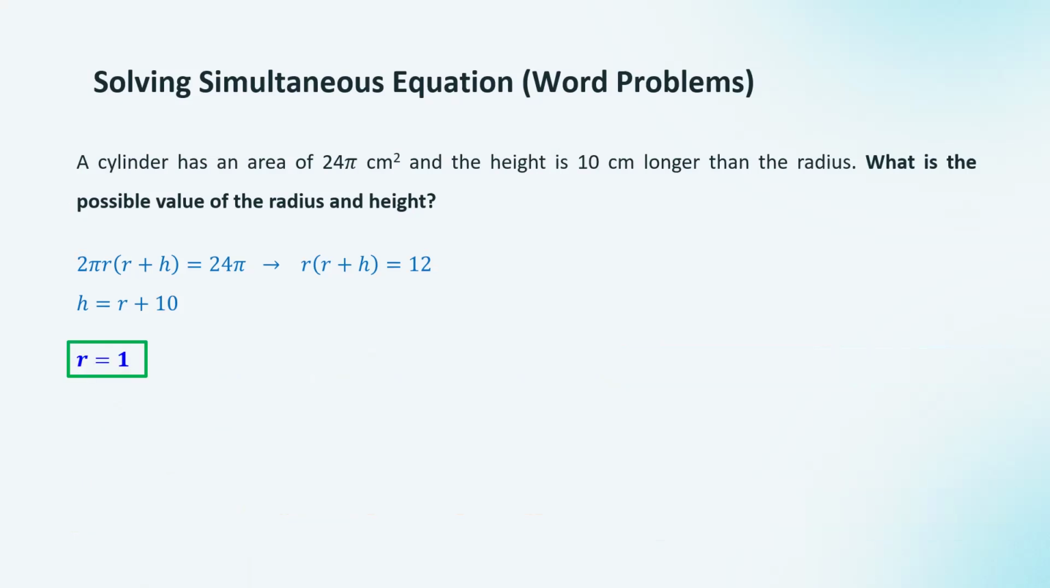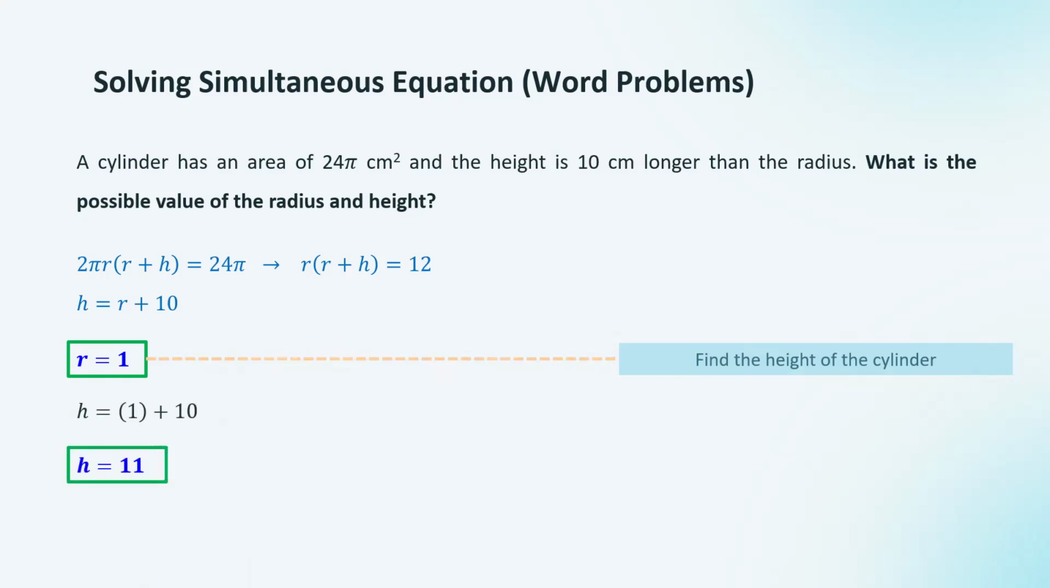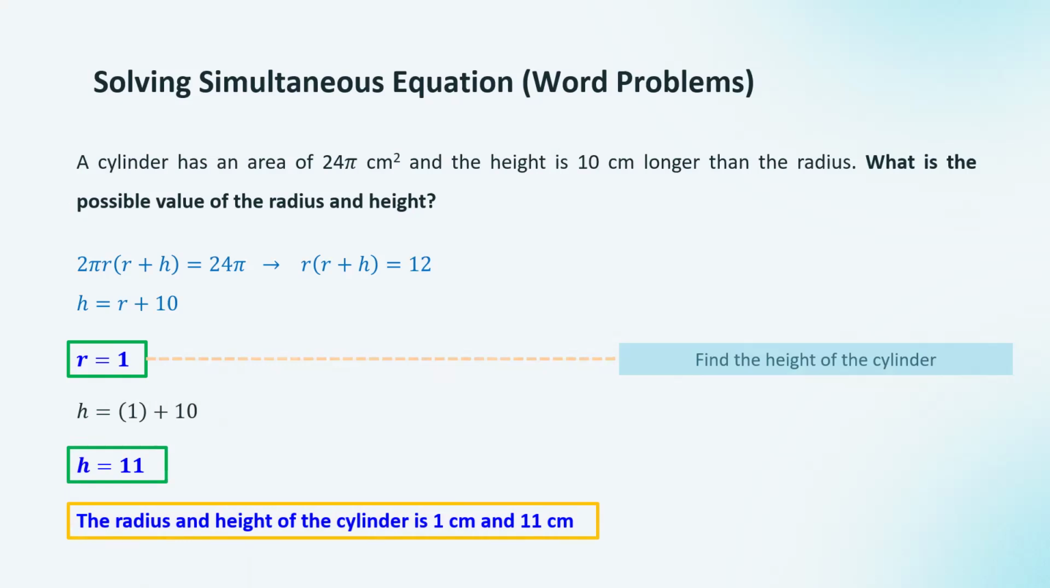So we got from the previous slide that r is equal to 1, but we're not done yet. We need to find the height of the cylinder. So the height of the cylinder should be 11. To conclude this, we know that the radius and the height of the cylinder are 1 centimeter and 11 centimeters.